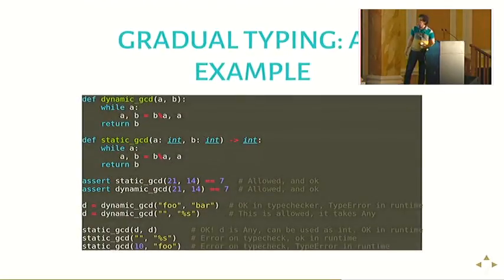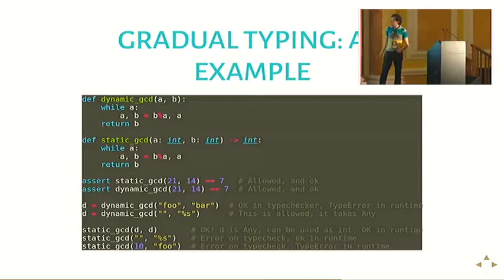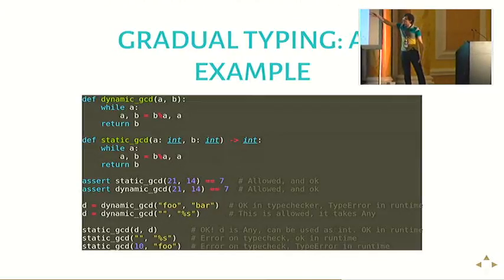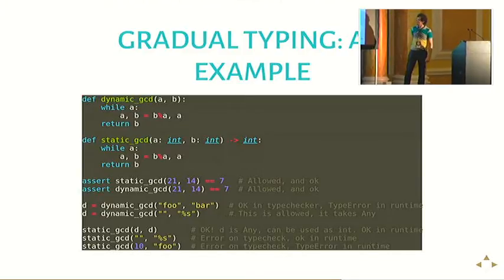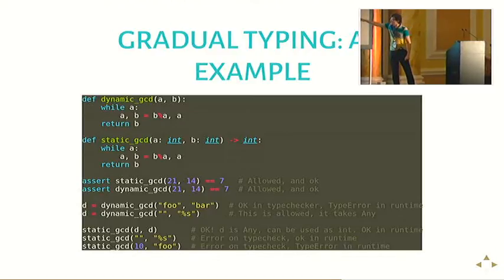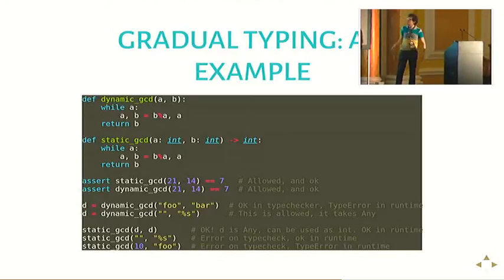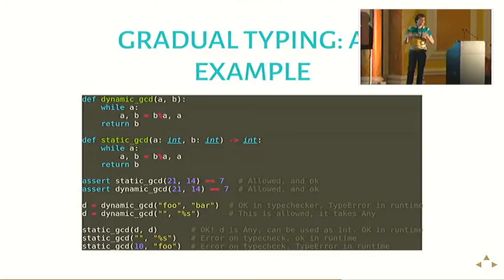So for example, you can see two copies of the same function and some examples of what you can do and what you cannot do with it. So regular calls, like the first two ones, are okay. They're the same function. The second one is annotated. That's the only difference. The second one is also accepted because the dynamic function takes an any, so I can pass it strings, and strings are any, so that's okay.